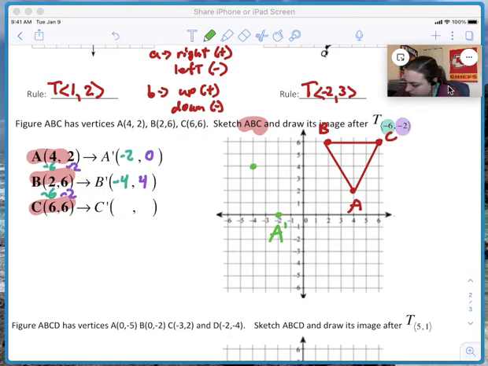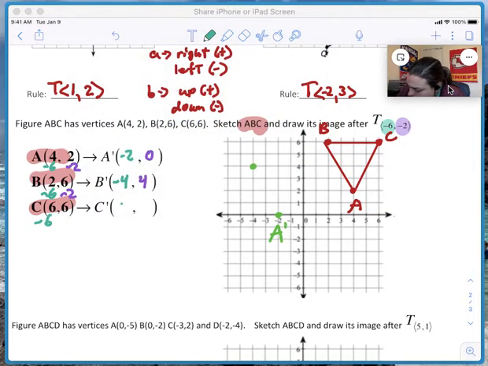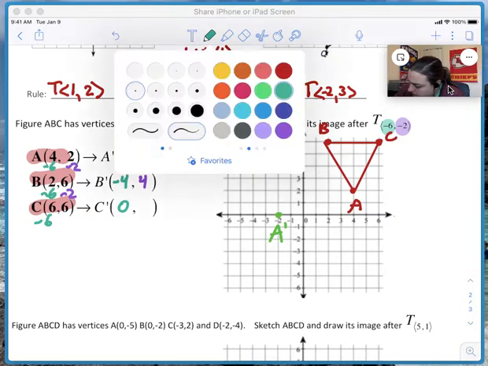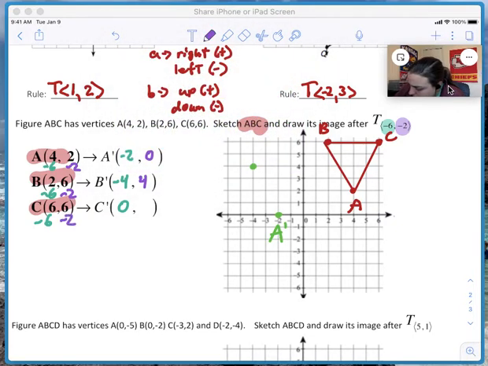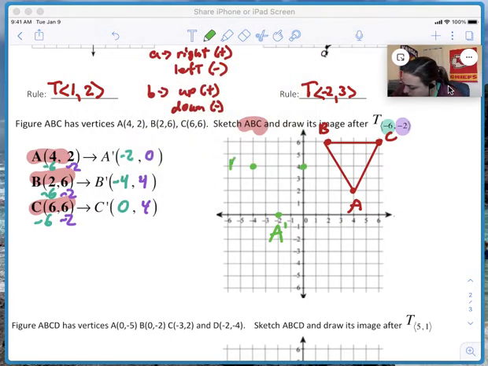Okay, now we're going to use the same rule here. So 6 minus 6, which is 0, and 6 minus 2, which is 4. So now we're going to plot 0, 4. Oh, I forgot to label B prime, my bad. And C prime. Okay, and there is our triangle after it is being translated.